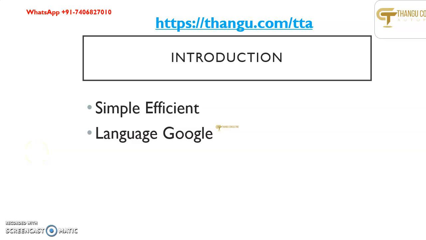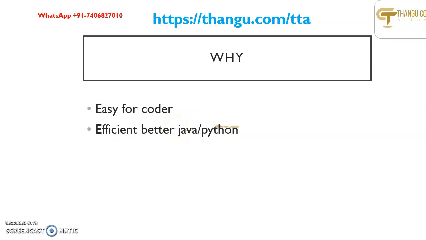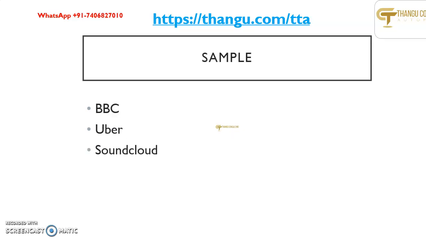Why Golang and what is Golang? Golang is a simple, efficient, and powerful coding language from Google. It is very easy for the coder, and it's way more efficient and better than Java or Python. So many try to move from Java or Python to Golang due to the high performance.